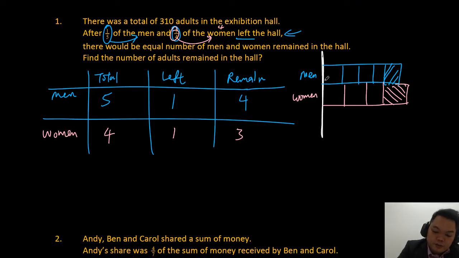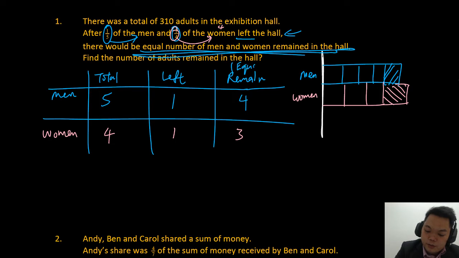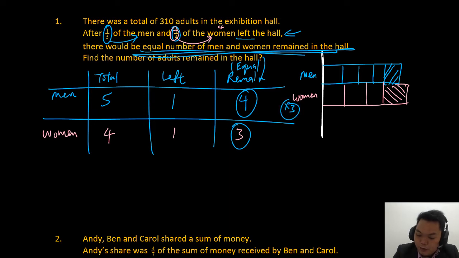Okay, so this, as we are told over here, there would be an equal number of men and women remaining inside the hall. So this is going to be equal. These 2 are equal, make them the same. So we want to multiply them to their lowest common multiple.